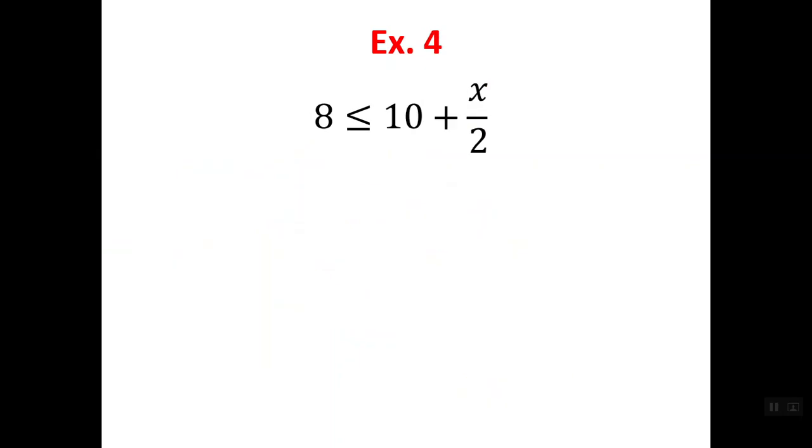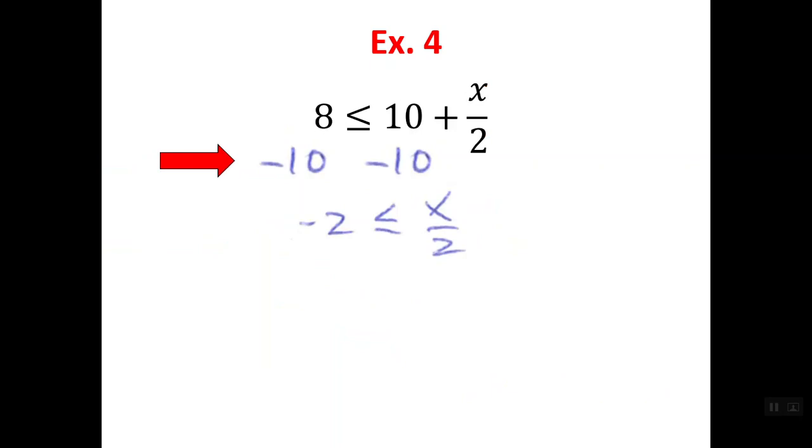Example 4. Now we're going to undo that 10, that positive 10, by doing a -10, a subtracted 10 from each side. We pay attention to that. Tells us we don't need to change anything. Subtracting is okay. It keeps the inequality the same. So 8 minus 10 is -2. -2 is less than or equal to x over 2.